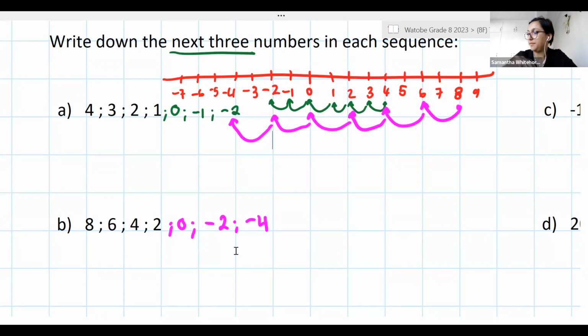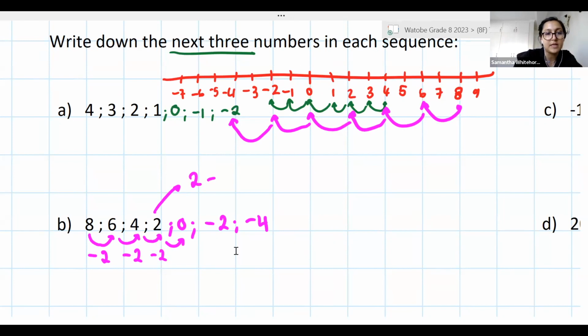Dal, question? Ma'am, I don't understand B, ma'am. Okay, so B, what we're doing is to get from 8 to 6, I'm subtracting 2. And to get from 6 to 4, I'm subtracting 2. So basically we want to keep subtracting 2 in order to get the next terms in my sequence. So if I now start with 2 and I subtract 2, I get 0. If I now have 0 and I subtract 2, I get -2. And so I just keep subtracting the same amount each time, following the pattern, in order to get the next 3 terms in my sequence.